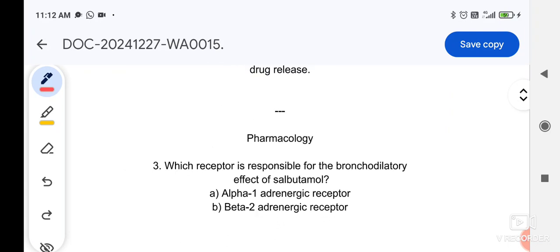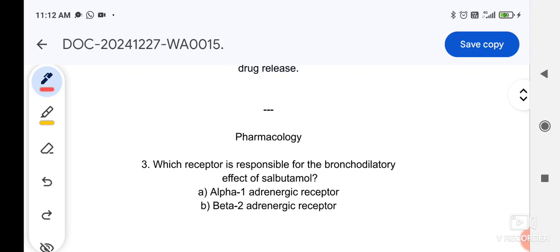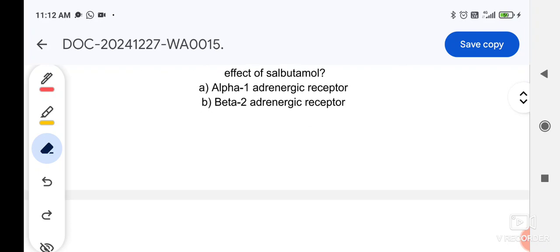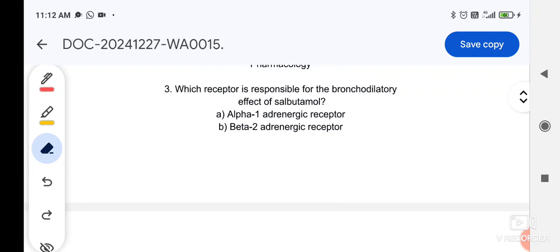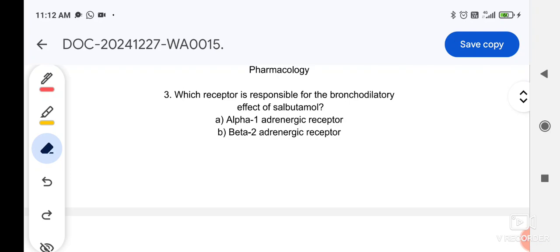Then we will go to pharmacology. Now the pharmacology question: which receptor is responsible for the bronchodilatory effect of salbutamol? Options are alpha 1 adrenergic receptor, beta 2 adrenergic receptor, muscarinic receptor and dopaminergic receptor. If you know the correct answer, you can comment. So we will discuss the correct answer here. So the correct answer is option B, beta 2 adrenergic receptor.